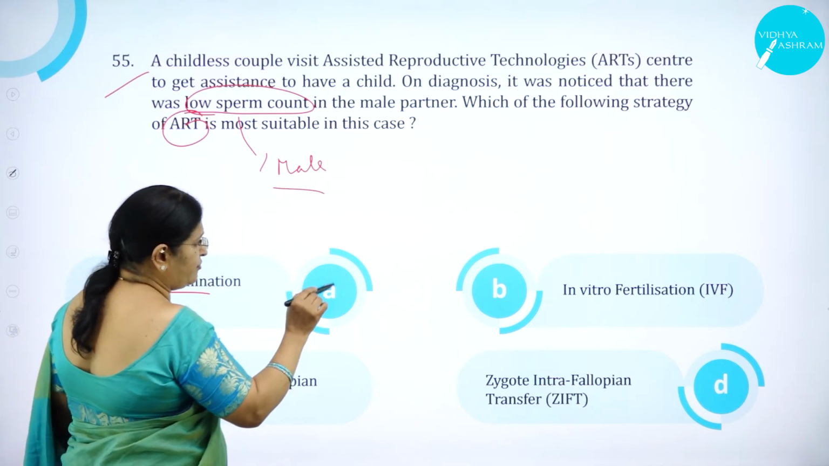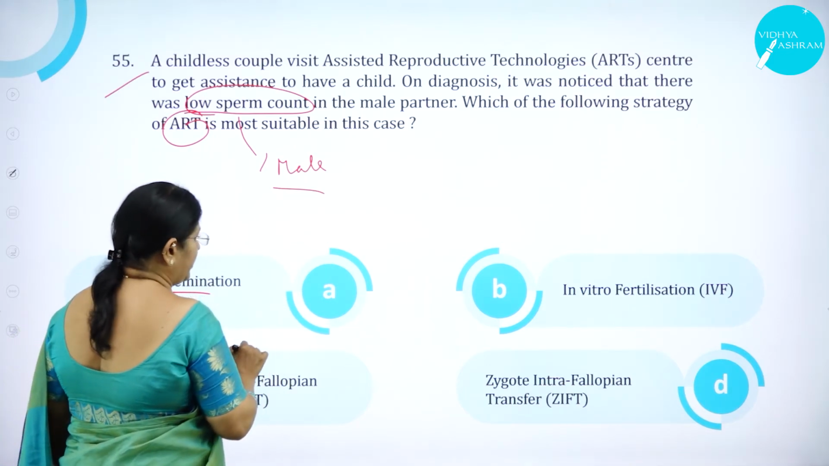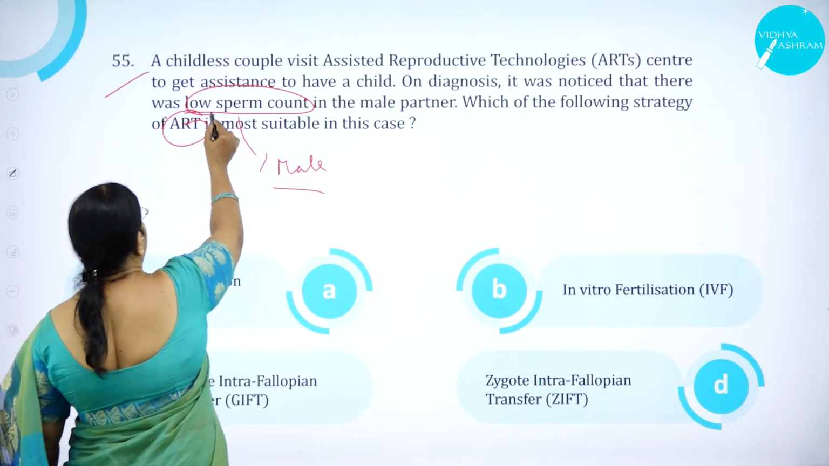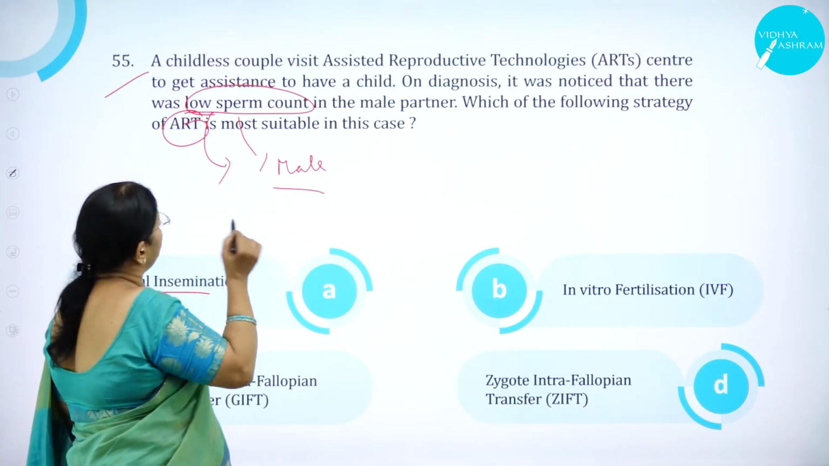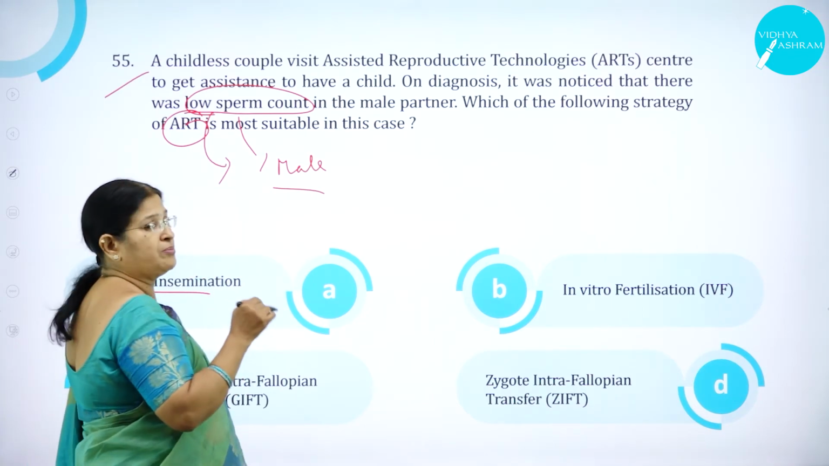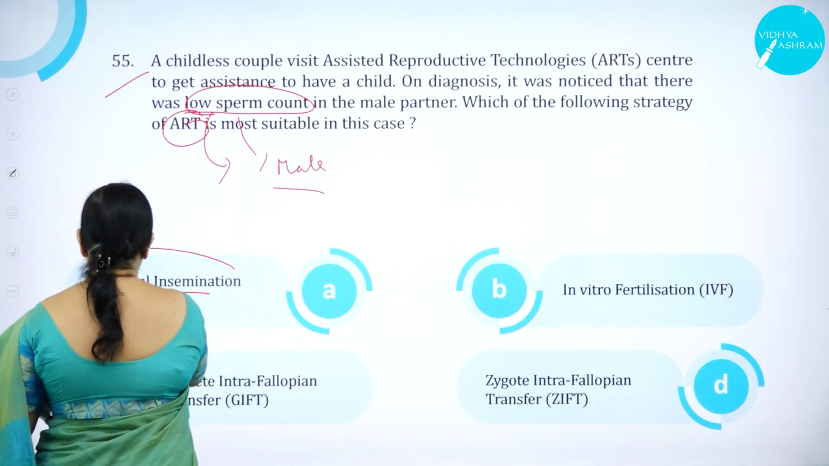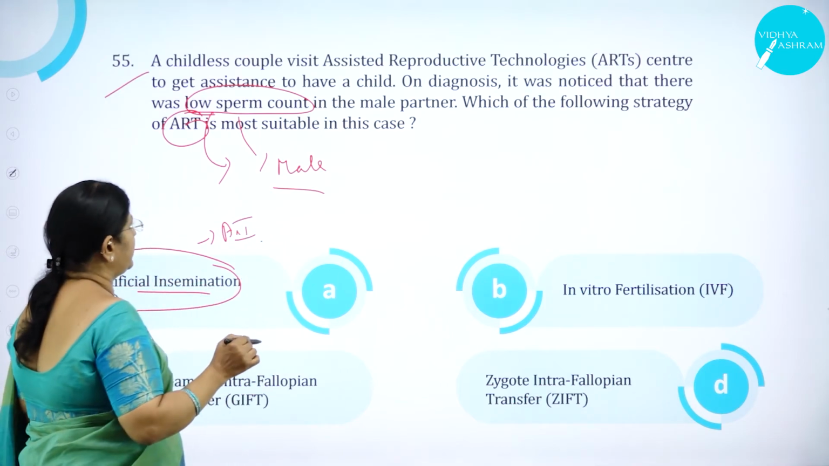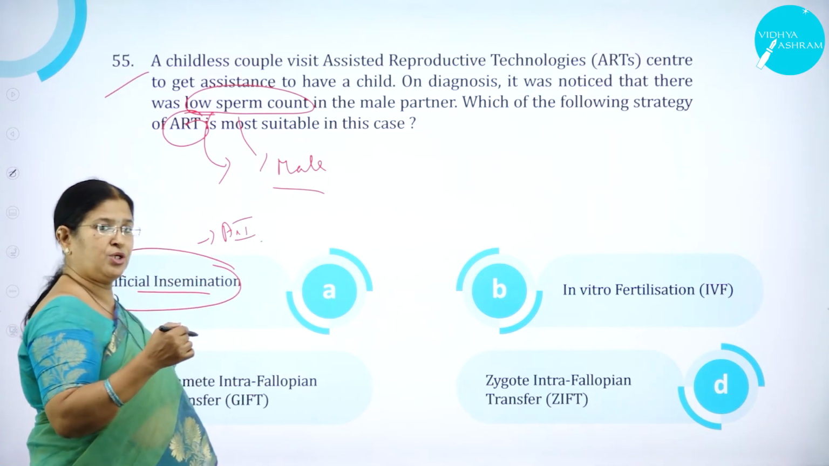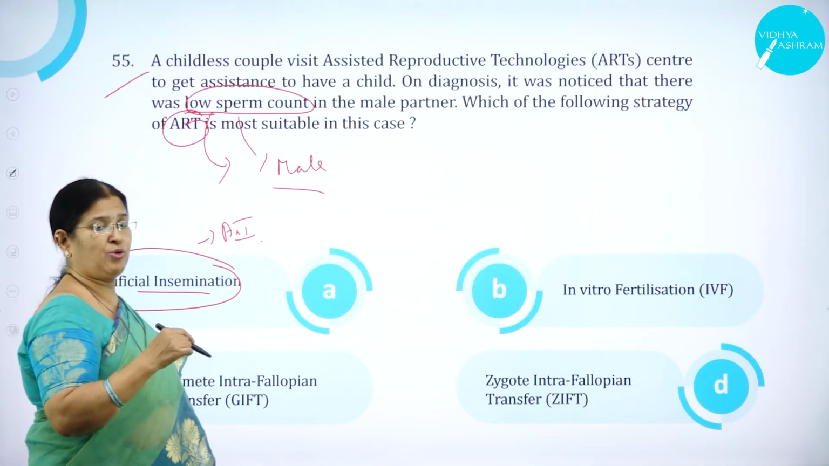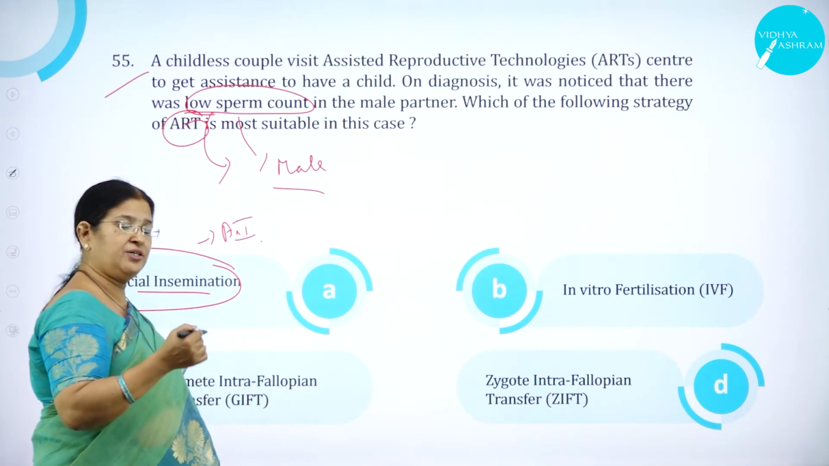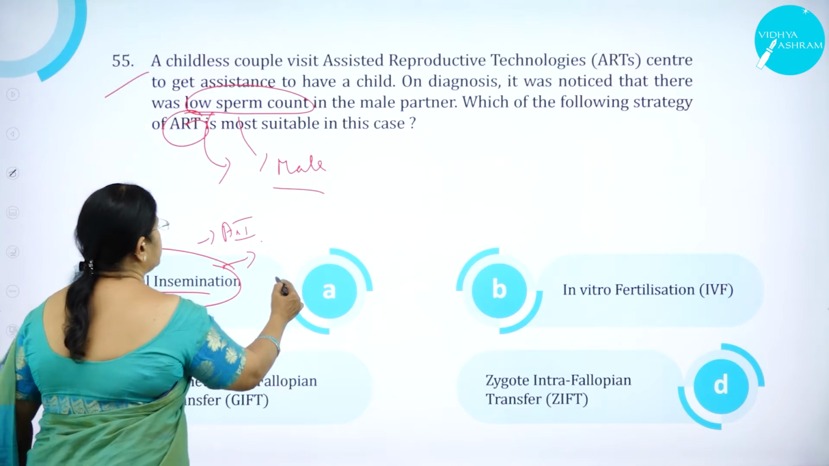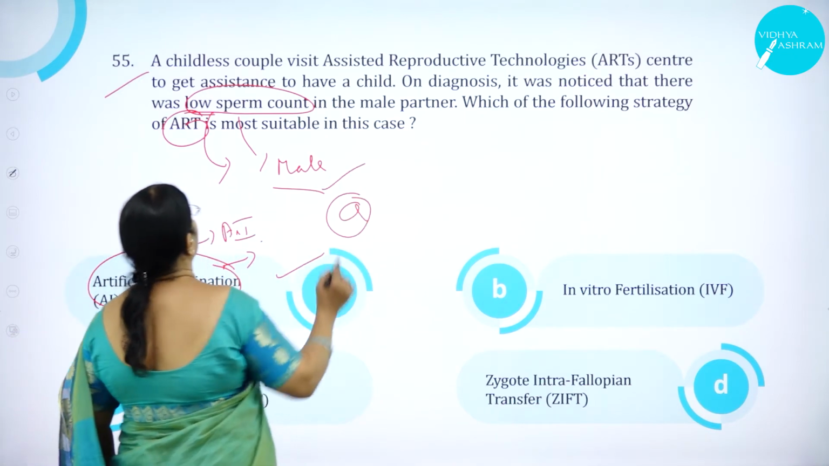Artificial insemination, in vitro fertilization, gamete intrafallopian transfer, zygote intrafallopian transfer. All the ARTs are very, very important. But this is a disorder, reason for infertility in male, not in female. So low sperm count. So the only solution is artificial insemination, AI. So the sperms from the donor are collected and are inseminated. What do you mean by insemination? They are inserted into the female genital tract. So that is called artificial insemination. So the option is A. A is the correct option.